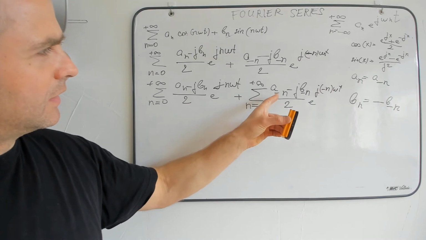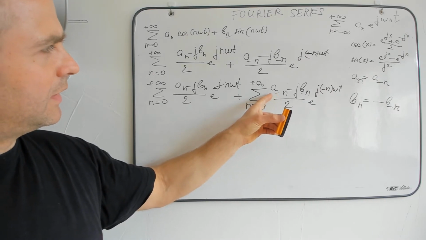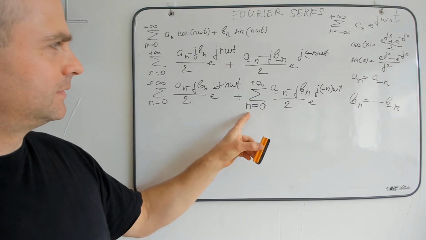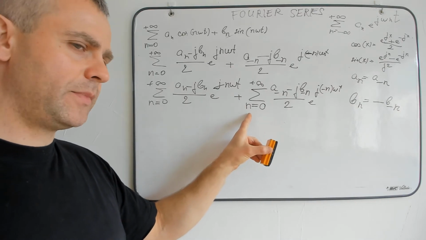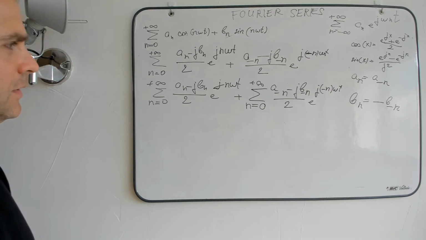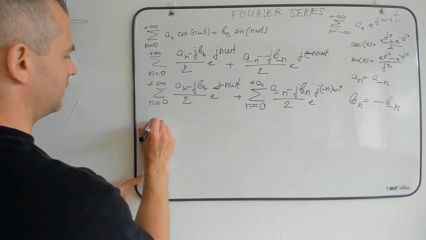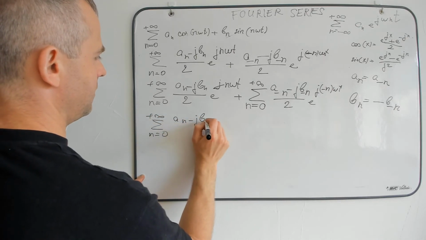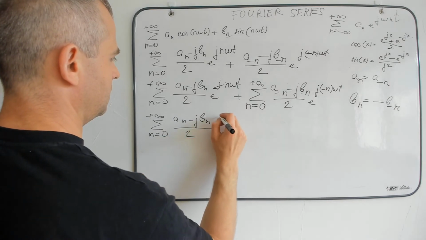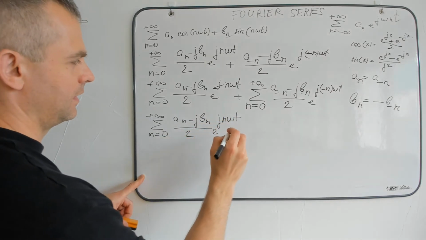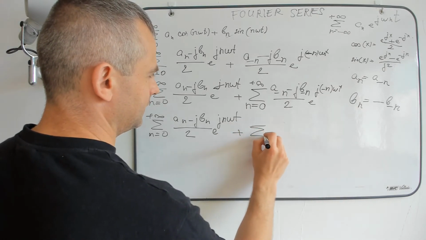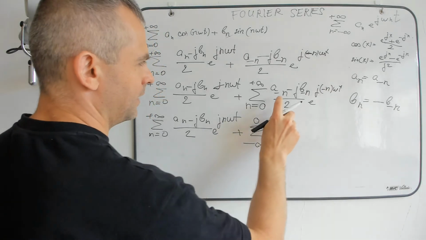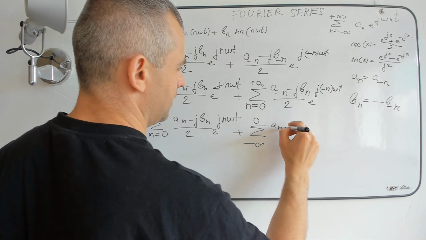The first sum with exponential of jn omega t, plus the second sum with a minus n minus jb minus n divided by 2 exponential of j minus n omega t. And instead of minus n, let's get n. But we'll have to change the domain of this sum. Well, that will be an minus jbn, and now we'll have minus infinity to 0 because we changed minus n by n.